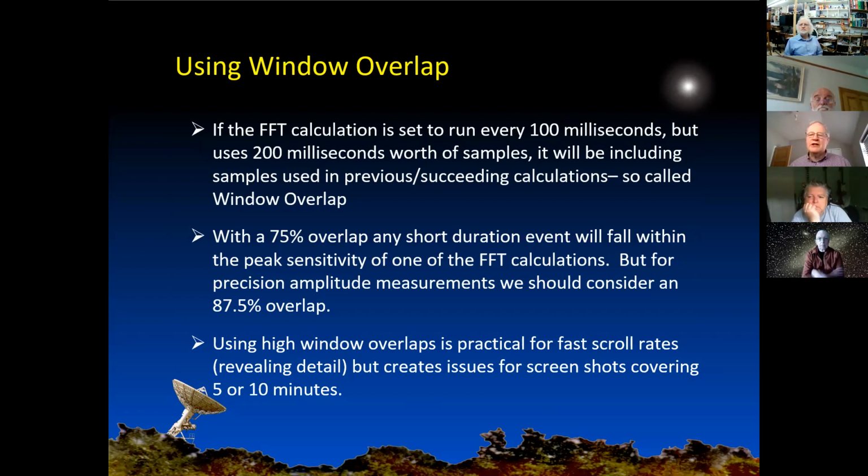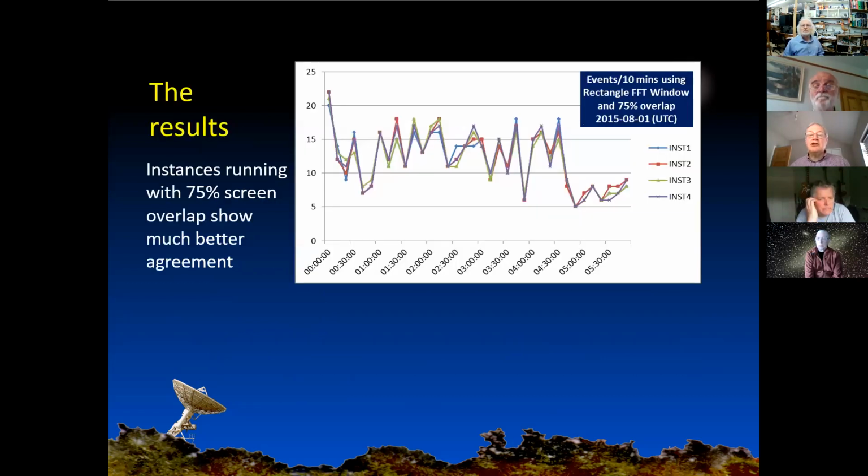With 75% overlap, a meteor or lightning event will fall within the peak sensitivity of one of those FFT calculations. But if you want to do precision work, then you've got to look at something like 87.5% overlap, where each FFT only contains 12.5% new values. And this, of course, is very demanding on the system and the processing capability. But the results show that it does work.